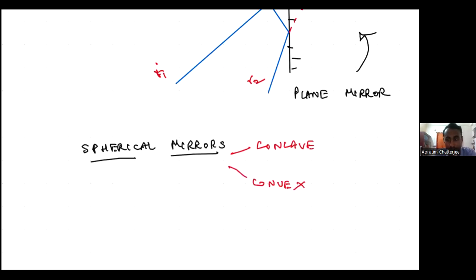Now, there is one thing common between a convex mirror and a plane mirror: a convex mirror can also never form a real image. A convex mirror always forms a virtual image, just like a plane mirror. Coming to the concave mirror, a concave mirror can form a real image as well as a virtual image. And they are called spherical mirrors because they're made from a sphere.